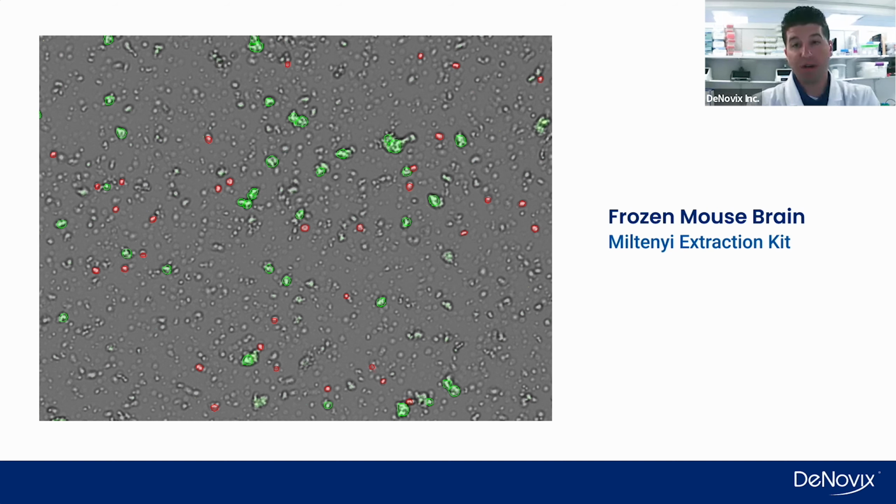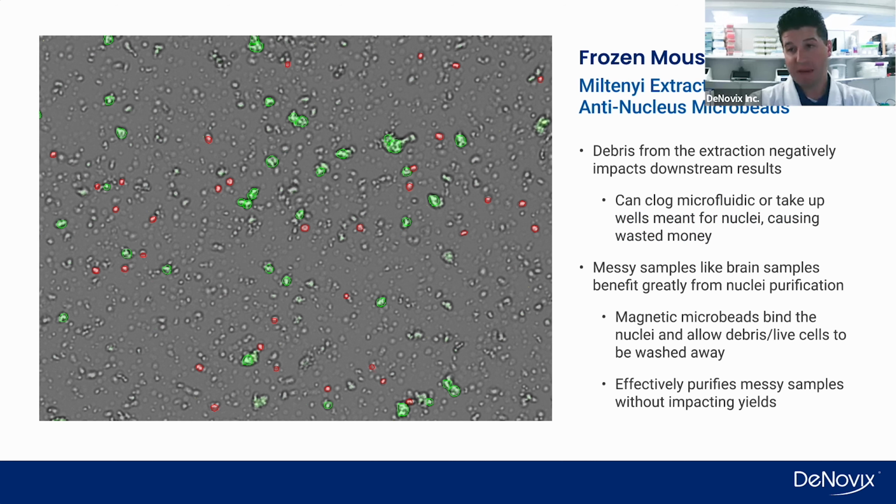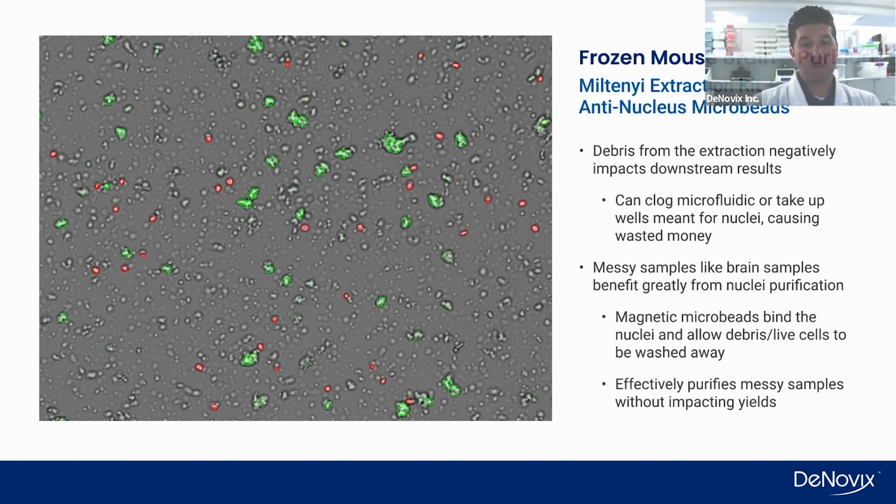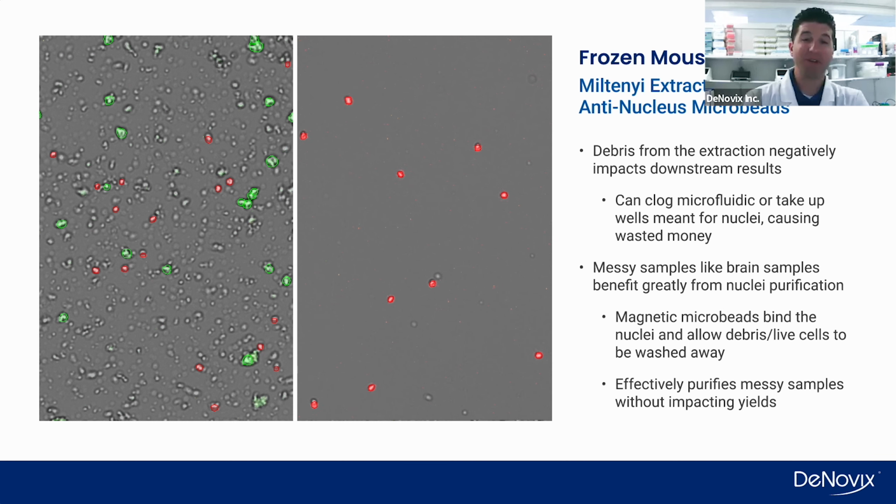So before we move on, we can use a purification kit to just purify out the nuclei. Miltenyi offers an anti-nucleus microbead purification kit that takes advantage of magnetic microbeads that are quite small and allows you to essentially wash away all your intact cells and debris. This is the same sample. It might be hard to believe it, but this image that just moved onto the screen is the exact same sample after we ran it through the purification kit.